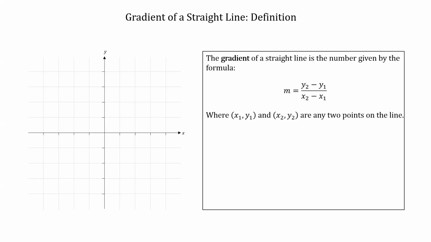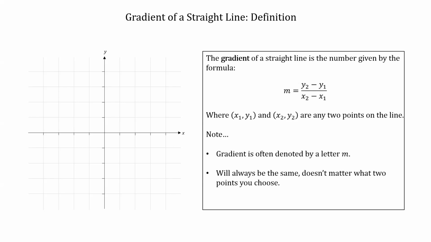Let's make a few observations about this definition, and then we'll try a few examples. So note that the gradient is often denoted by a letter m. You can see in my definition I've used the letter m, and this is very common. In most textbooks you'll find they use the letter m when discussing the gradient.